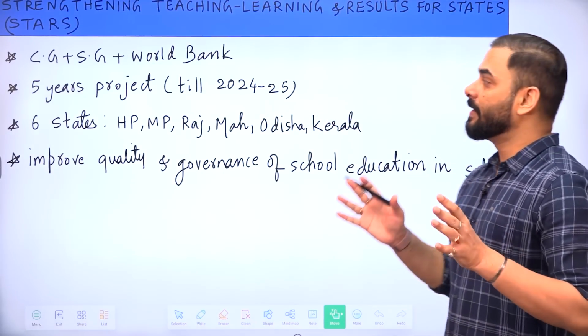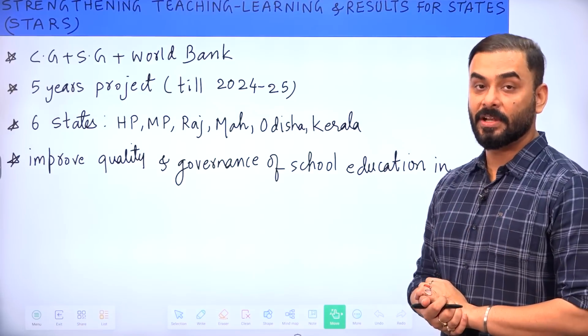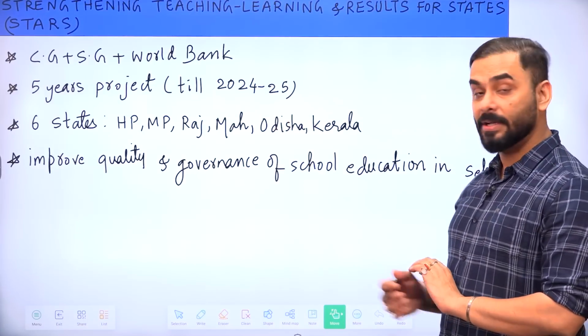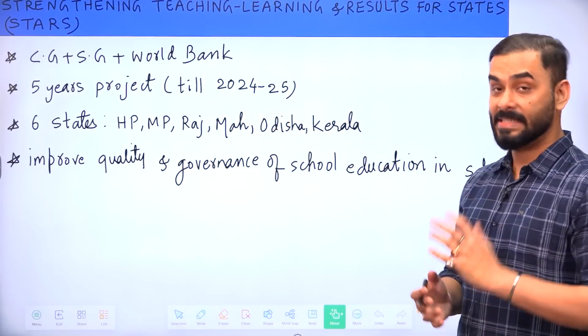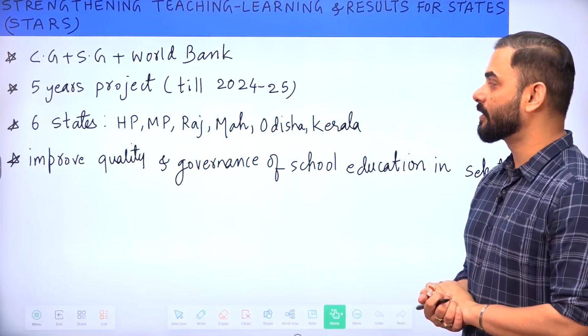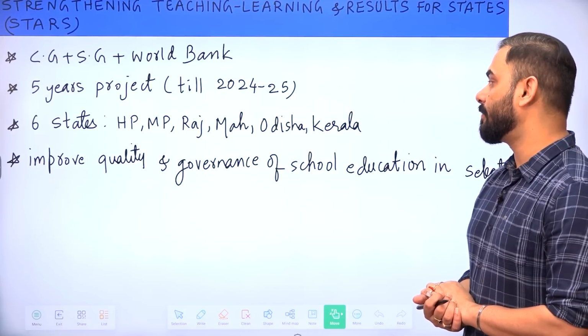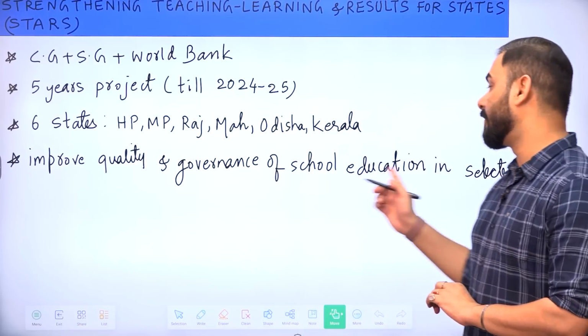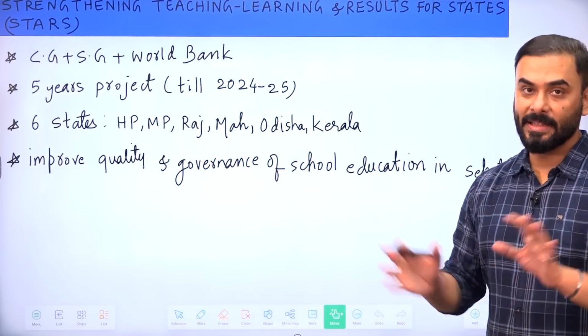This scheme is being launched with the cooperation between central government, state government and World Bank. This is a 5-year project which will last until 2024-25. 6 states are participating in this project: Himachal Pradesh, MP, Rajasthan, Maharashtra, Odisha and Kerala. They are trying to improve the quality of education and governance of the school education in these states.